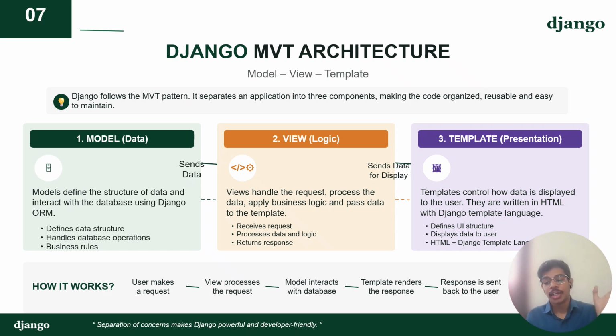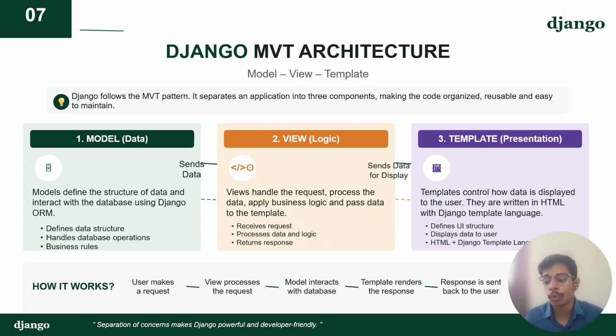Django MVT architecture. This slide explains the three main components of the Django MVT architecture. The first component is the model. The model defines the structure of the data. It communicates with the database using the Django ORM. It is responsible for storing, retrieving, and managing the data.